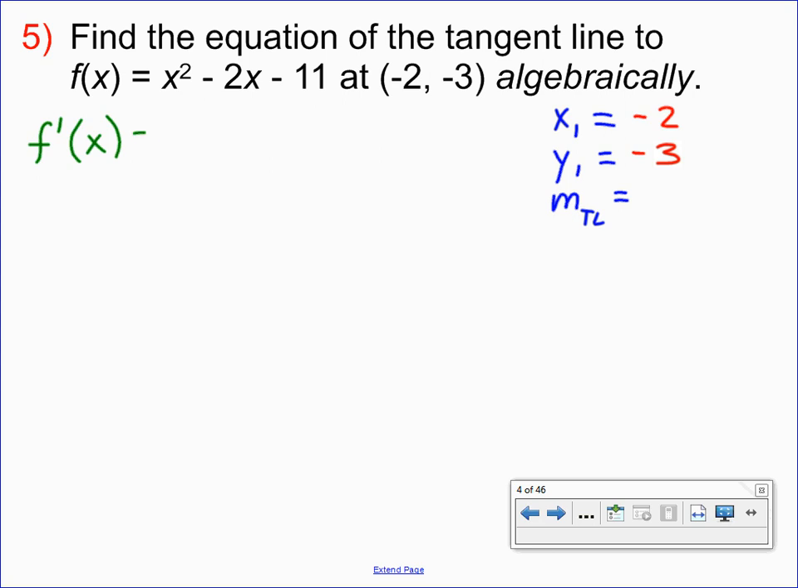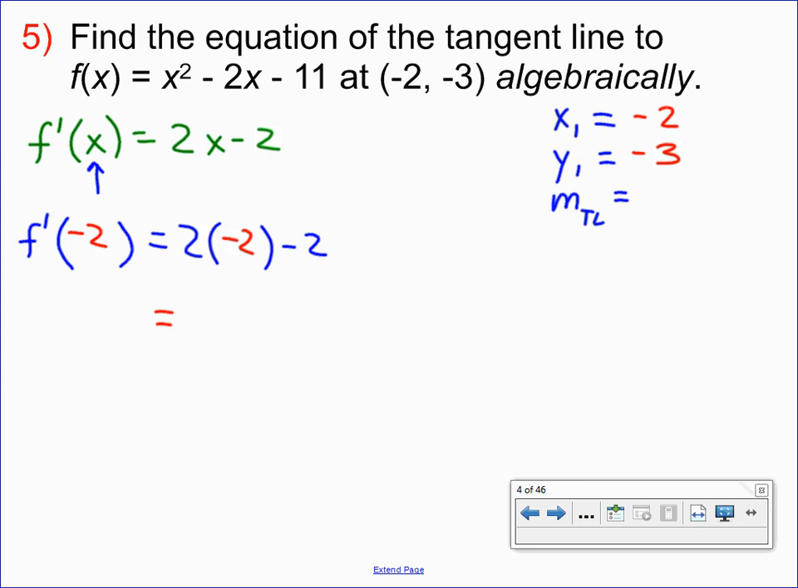So here we go. Go ahead and tell the class the derivative equation. Savannah? 2x minus 2. Thank you. 2x minus 2 is my derivative equation, and we'll evaluate that at my x value of concern. So f prime of negative 2 equals 2 times negative 2 is negative 4, minus 2 is negative 6. Is that right? Raise your hand if you had negative 6 for the slope of the tangent line. Perfect.